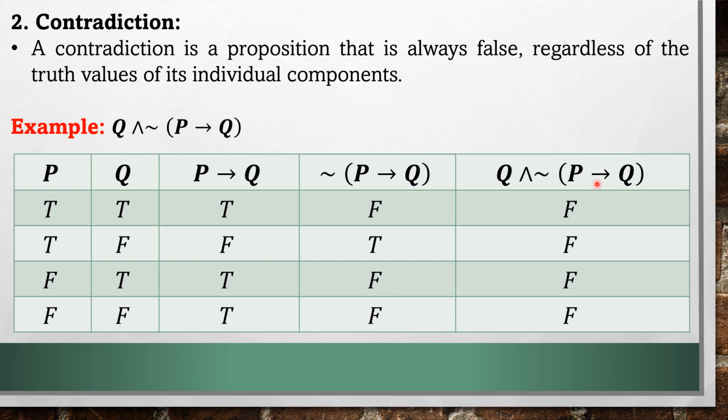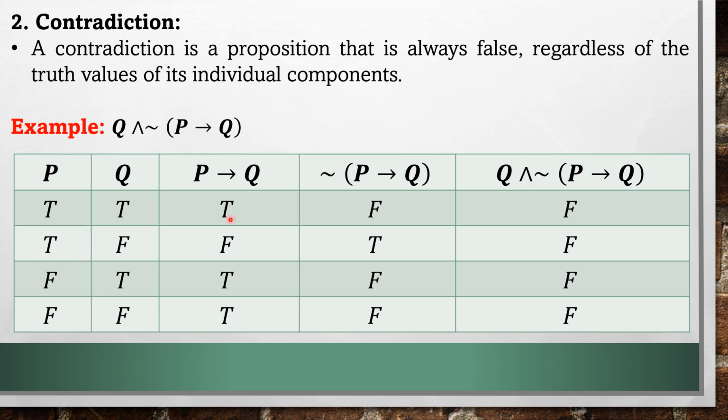Okay? Next, we have Q and not P, and it is not true if P, then Q. Okay? So, ang titignan po natin ay yung ating second column at yung ating fourth column. At ang ating pong symbol ay and statement. So, sa and statement po, true lang po ito kapag both statements are true.